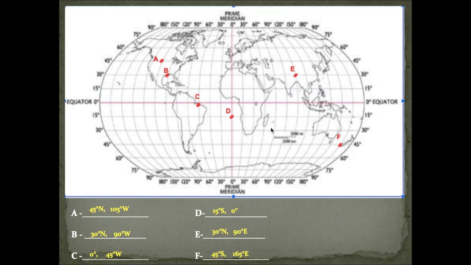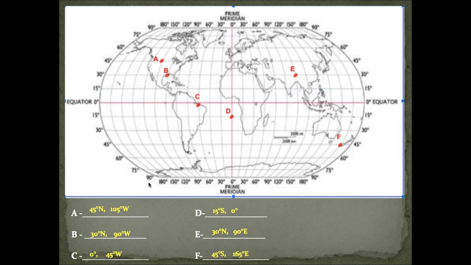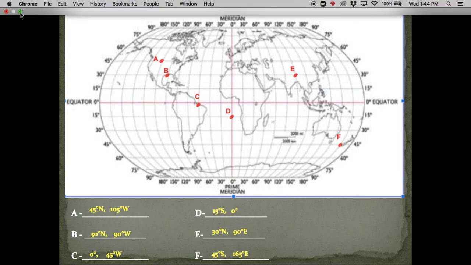All right, so that concludes these notes for today. So hopefully you've taken away how to find a point using latitude and longitude, how to write latitude and longitude, how latitude changes climate, and why maps are helpful. All right, so you do have an activity to complete on Canvas.